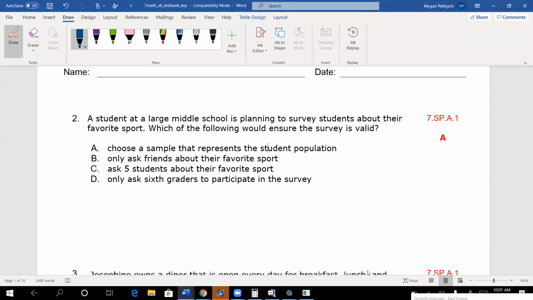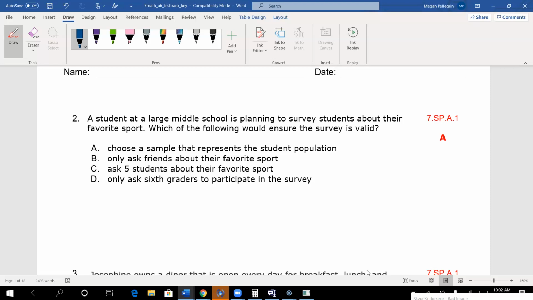Okay, so this one says a student at a large middle school is planning to survey students about their favorite sport. Which of the following would ensure the survey is valid? A. Choose a sample that represents the student population. B. Only ask friends about their favorite sport. C. Ask 5 students about their favorite sport. D. Only ask 6th graders to participate in the survey.